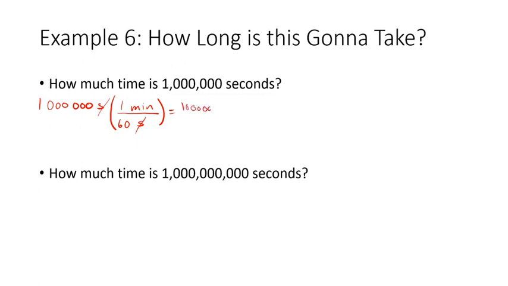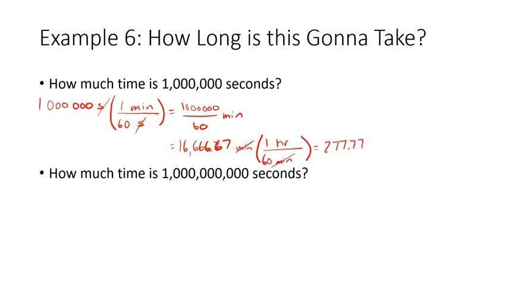1 million divided by 60. And that gives 16,666.67 minutes. So let's convert this to hours. There's 60 minutes in 1 hour. When we divide by 60, here again the units cancel out. And so this is 277.77 hours.